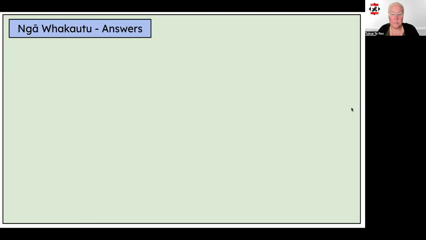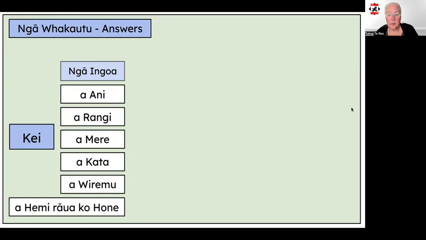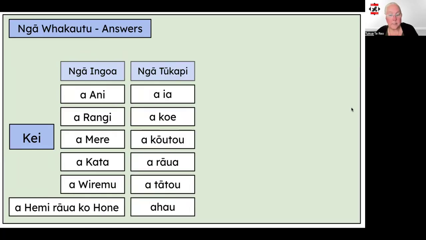Now that we've asked the questions, let's have a look at how we might answer them. We're going to start our answer sentence with the same kupu as the question, which is kei. Our answer option categories are ngā ingoa, people's names, or tūkapi, or personal pronouns. It's worth noting that when we use people's names or tūkapi, we use the particle a in front of them, like in kei a Rangi, kei a ia, or kei a koe. Also worth noting, I've used ahau as an example as well. When we use that in these types of sentences, we don't need the a in front of it.